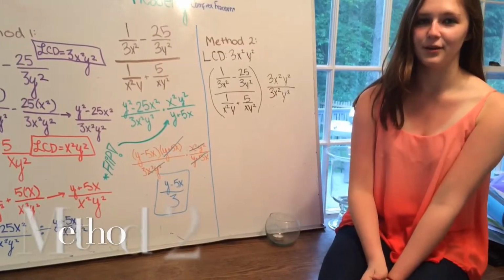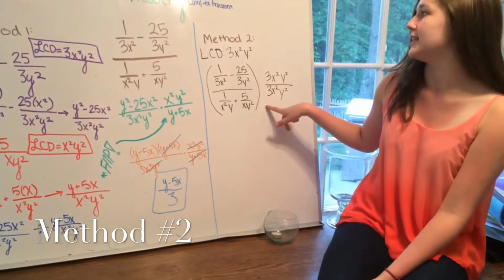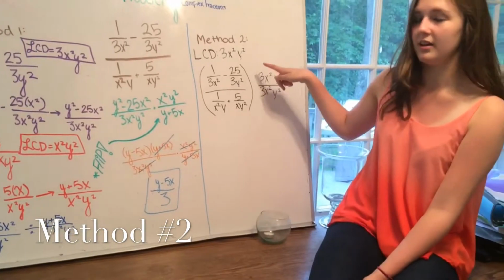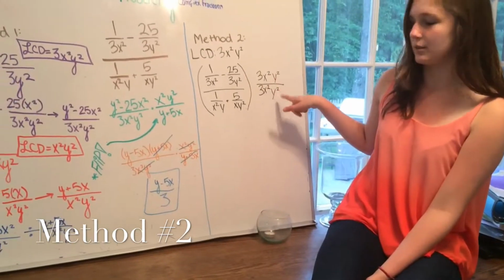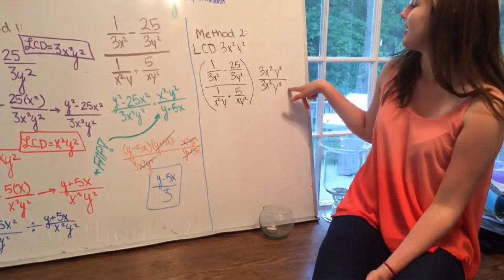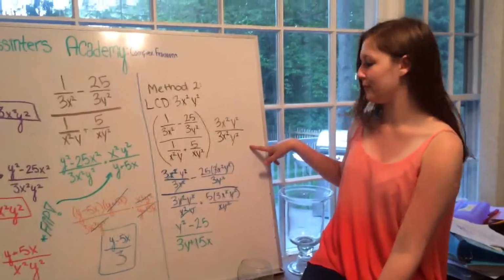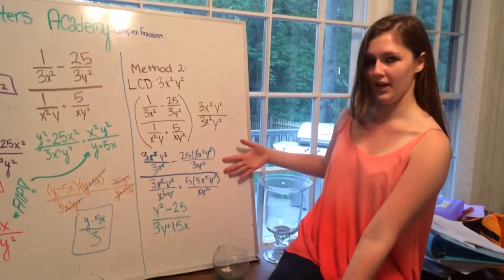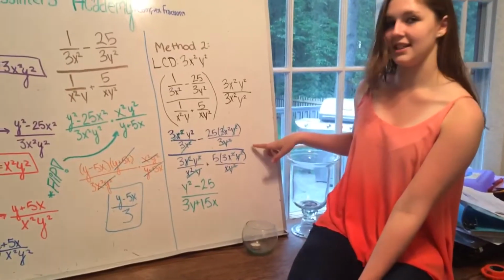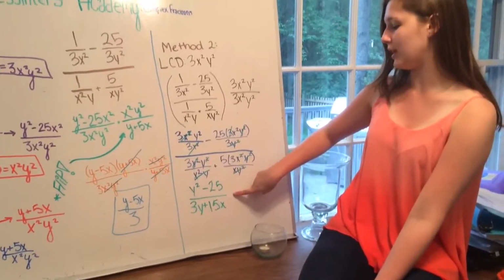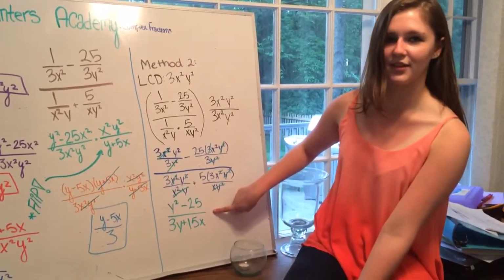Okay, so for method 2, the first thing you have to do is find the LCD for both the numerator and the denominator combined. In this case, it's 3x squared y squared. Then you multiply the whole problem by 3x squared y squared over 3x squared y squared. It has to equal 1. Okay, so I multiplied the original equation by the LCD over itself. By doing so, I came up with this equation, which I then crossed out factors. After crossing out everything, I got y squared minus 25 over 3y plus 15x. Now I just have to factor it to get the final answer.